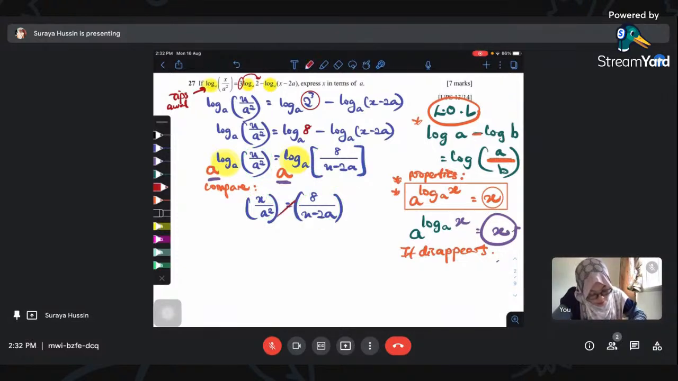Okay, now you can cross multiply. Kenapa yang ini boleh cross multiply? Sebab ini adalah equation. Equation boleh cross multiply. Equation means yang ada equal sign ni. Kalau inequality, tidak boleh cross sama sekali. Alright. So now you cross multiply, you will get x squared minus 2ax is equals to 8a squared.